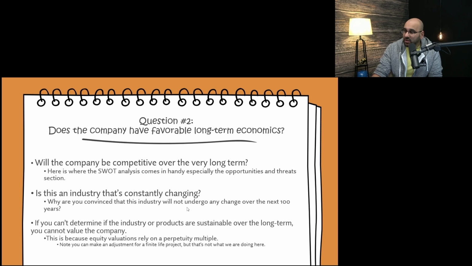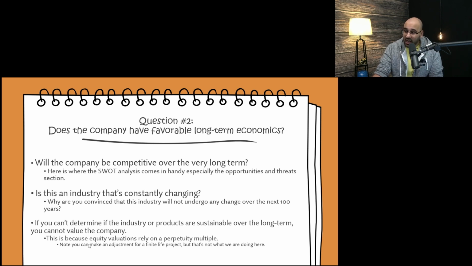And I want you guys to take a second and comment below on how you think about the industry and how it's going to grow or not grow over the next time period. Essentially, how do you determine if the industry is stable enough for you to predict the results of this company in a reliable manner? Now, if you can't determine if the industry or products are sustainable over the long term, you cannot value the company. So this is why the industry matters so much.